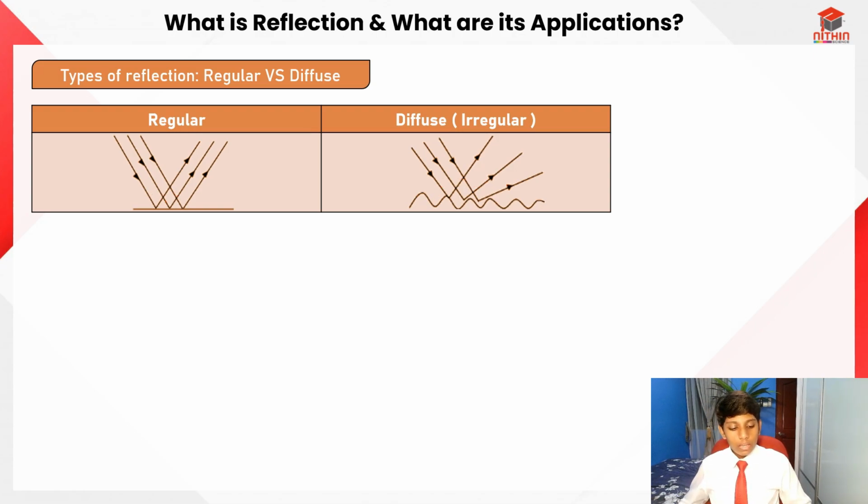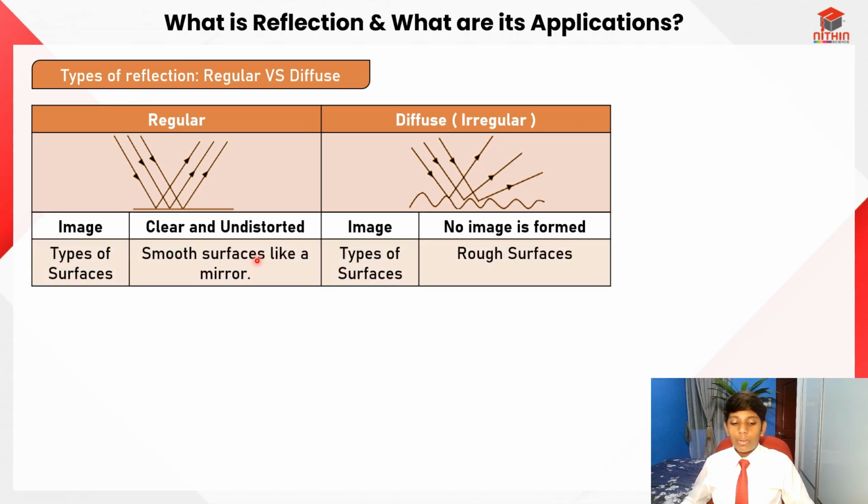So let's take a look at what it actually means. Regular is actually the image formed is clear and undistorted, and the smooth surfaces like a mirror. So types of surfaces, smooth surfaces like a mirror. While for diffuse, there is no image formed, because the surface is so rough that the image is so distorted that you can't actually see an image.